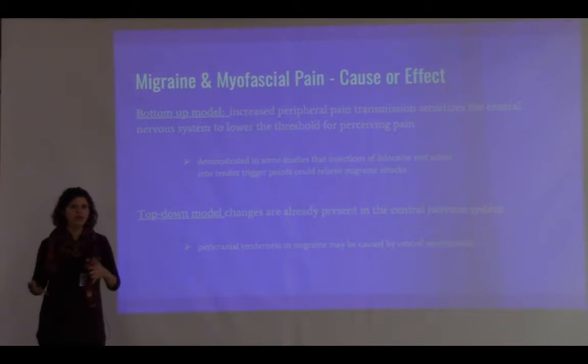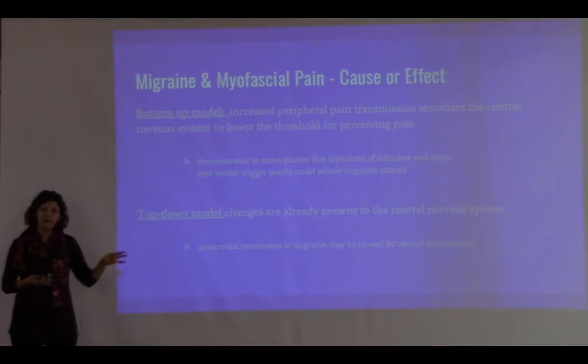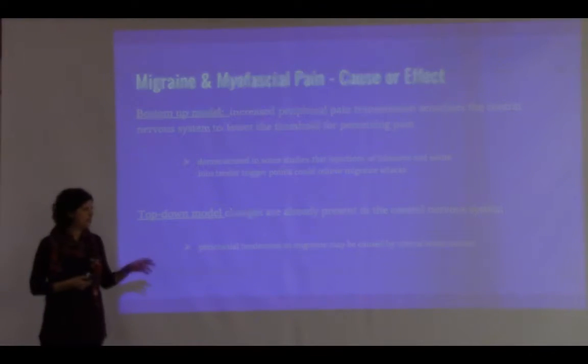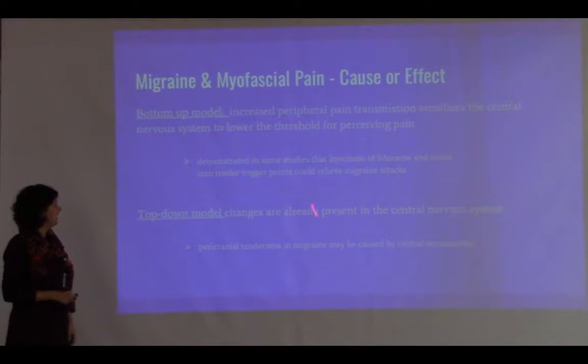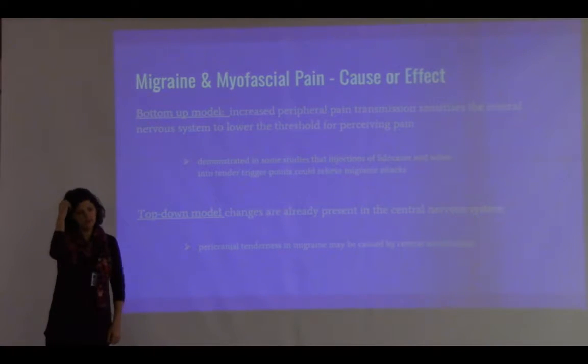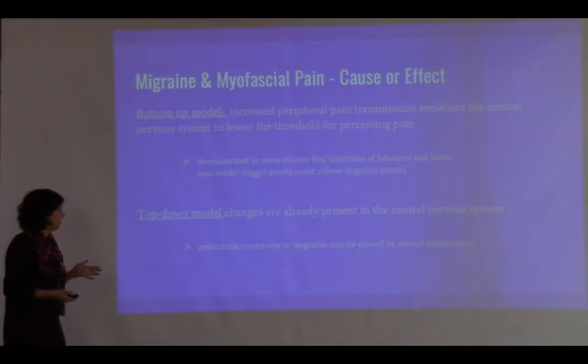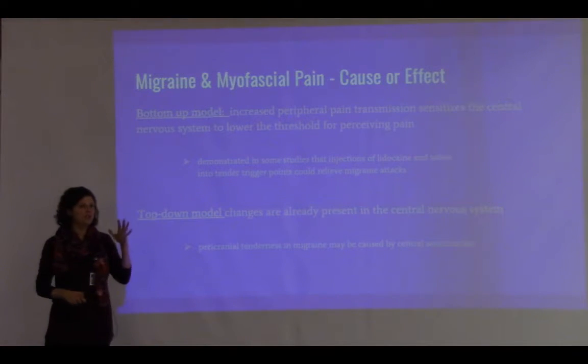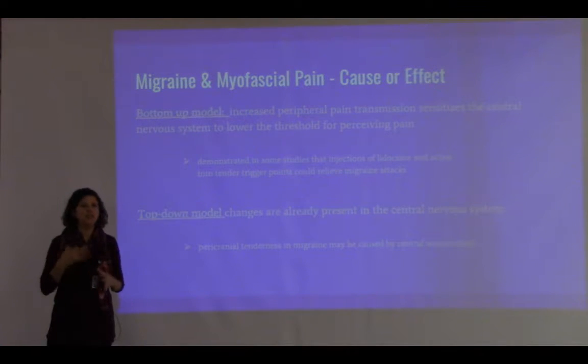Okay, and this slide is a little bit difficult to understand, but I just wanted to point this out because some of you might be wondering, so am I saying that tension causes a migraine, or that migraine causes a tension? And basically we just don't know. So it's probably a little bit of both. So there's one thought, which is the bottom up model. So this is basically that possibly increased pain in your muscles or other parts of your body, so increased myofascial pain, maybe sensitizes your central nervous system and then increases your migraine burden.